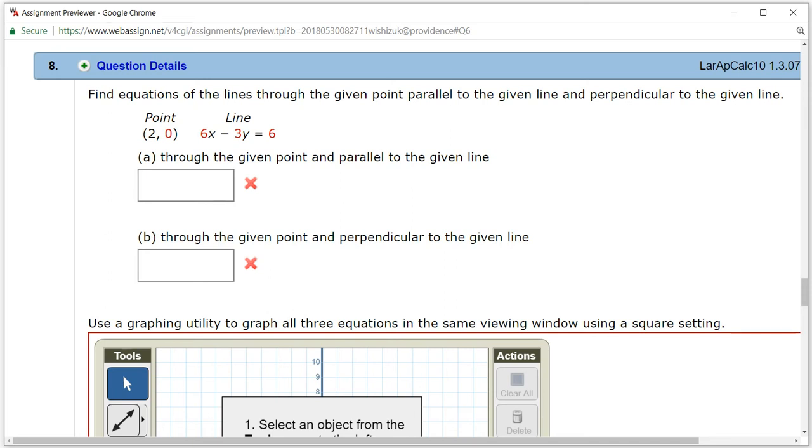All right, let's look at homework 1.3, problem number 8. We want to find equations of the lines through a given point. The first one is parallel to the given line, and the second is perpendicular to the given line. All right, so let's do that.